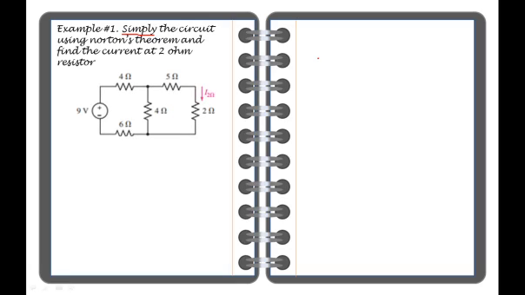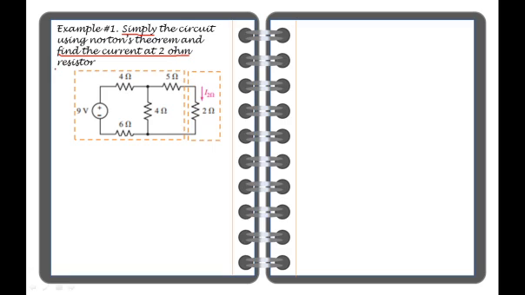So here is the circuit. We have a combination of a resistance with a voltage source. Now, the first procedure is to divide the circuit into 2 groups. So we have the complex network and the load. The load circuit is the 2 ohm resistor, as it says in the problem.